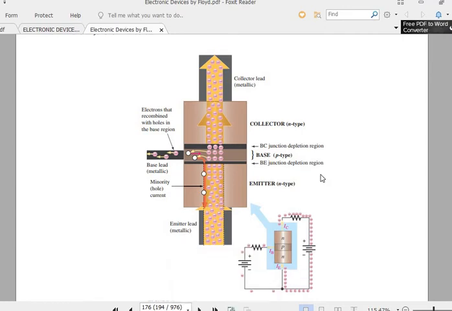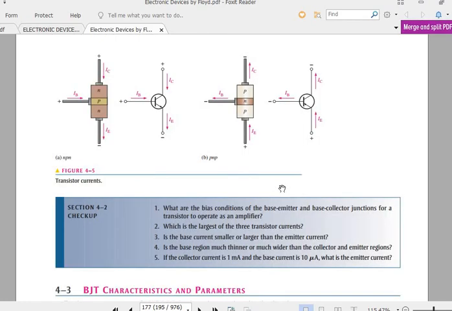Moreover, we can consider these figures which elaborate this concept in more detail. Dear students, look at these figures. This is an NPN transistor, and the direction of the current. I told you that subscript B indicates the base current, C indicates the collector current, and E indicates the emitter current.